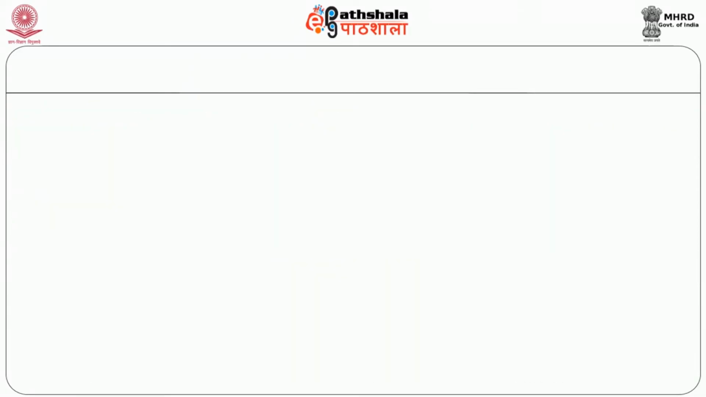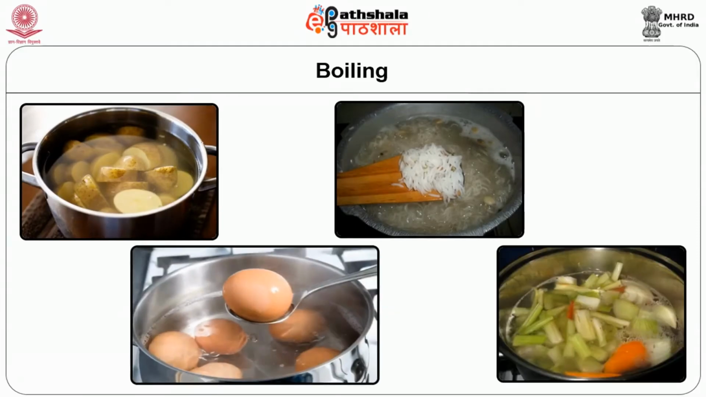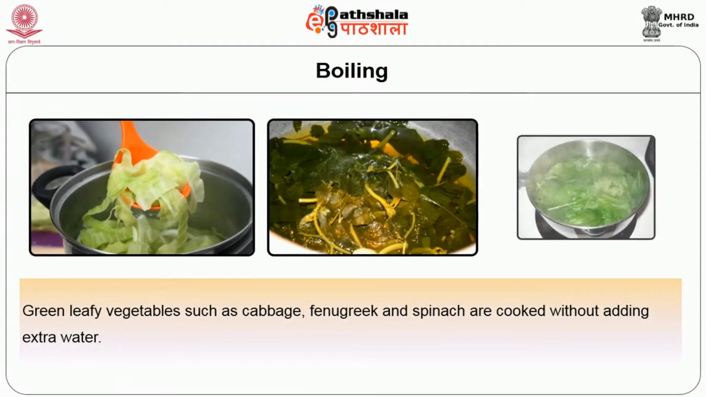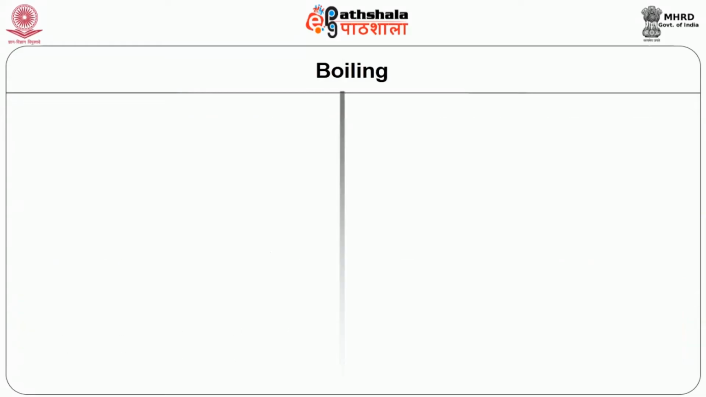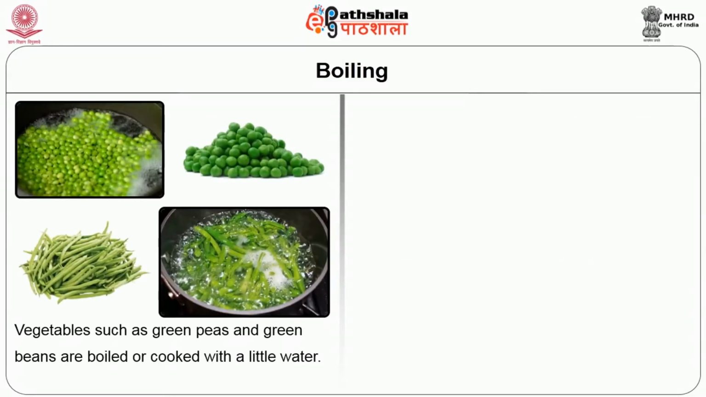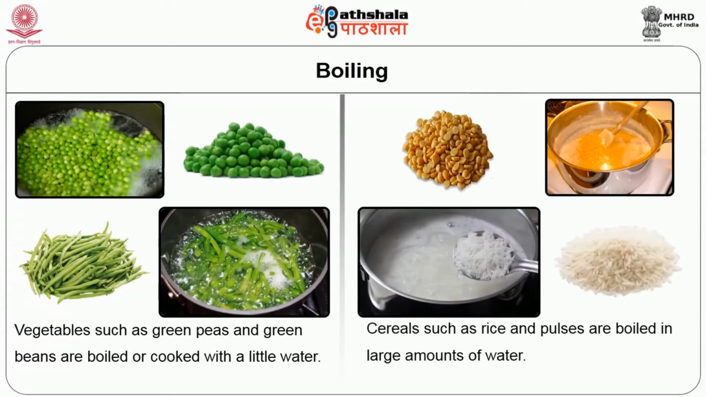You should know the different foods cooked by boiling method. Potatoes, eggs, rice and vegetables are cooked by this method. Usually, green leafy vegetables such as cabbage, fenugreek and spinach are cooked without adding extra water. Vegetables such as green peas and green beans are boiled or cooked with a little water. Cereals such as rice and pulses are boiled in large amounts of water.